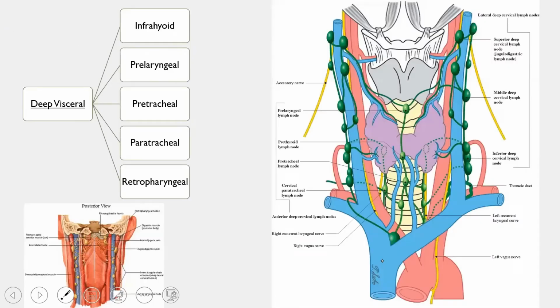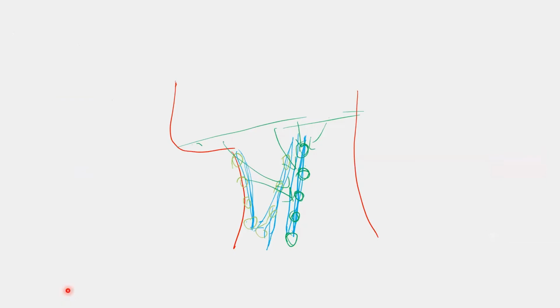Then you have the deep visceral lymph nodes. So here, in the visceral structures of the neck, you have the hyoid, you have the thyroid cartilage, the cricoid, and then you have the trachea with the tracheal rings.